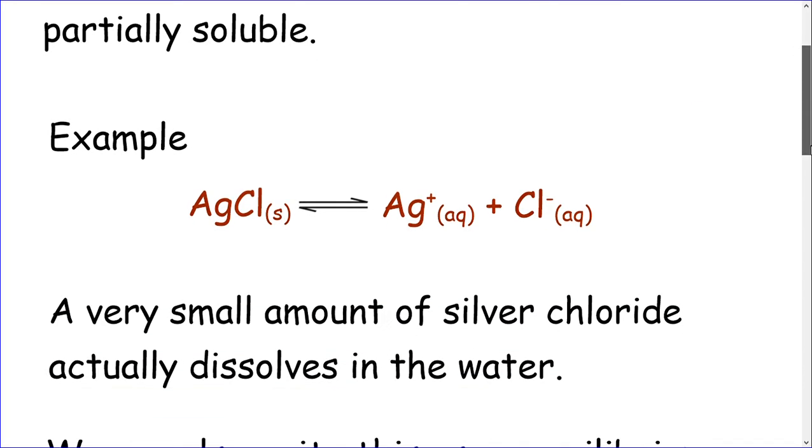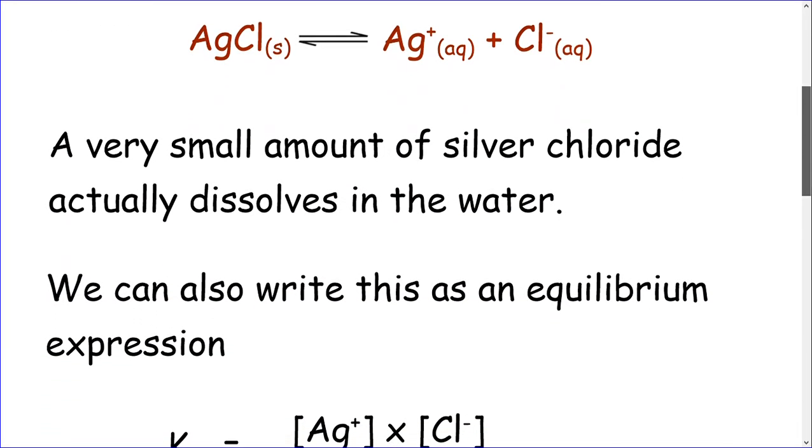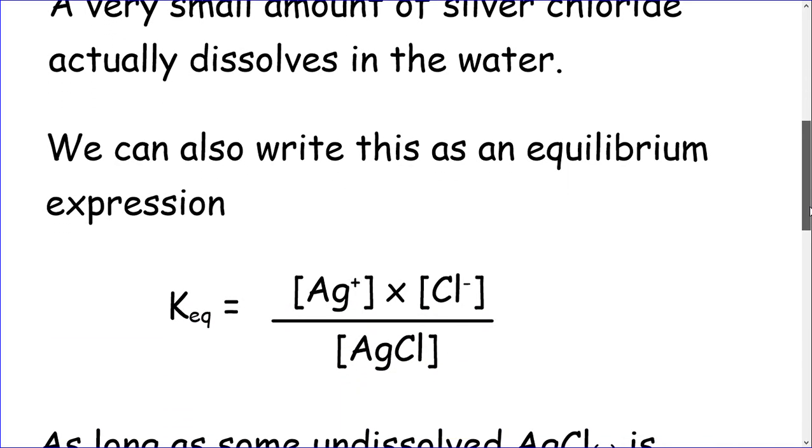So a very small amount of silver chloride actually dissolves in water. And so there's not a lot here in terms of what's being dissolved because it's insoluble for the most part. It's going to stay as a precipitate. So we can also write this as an equilibrium expression as well. So we use this idea from KEQ from before, where we take our products and place them on the top, and then our reactants are on the bottom.